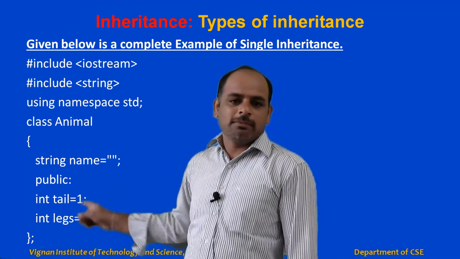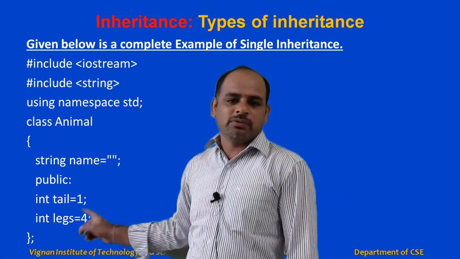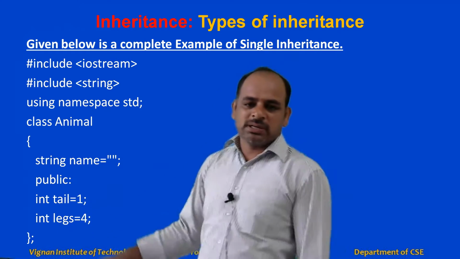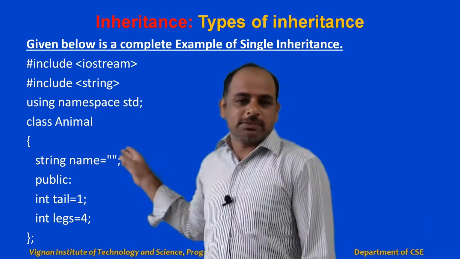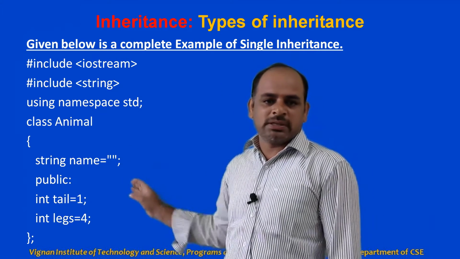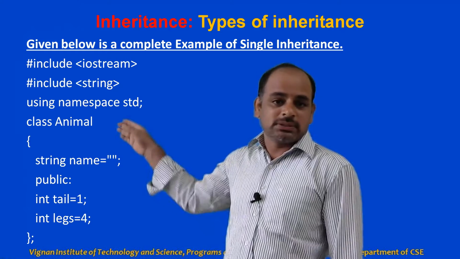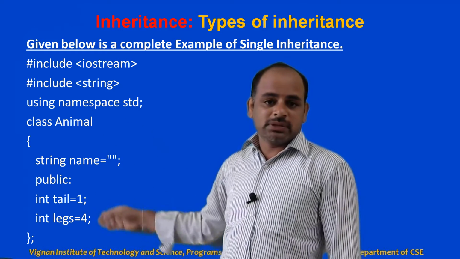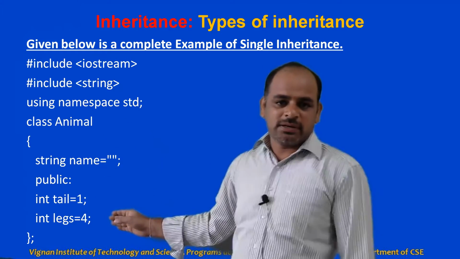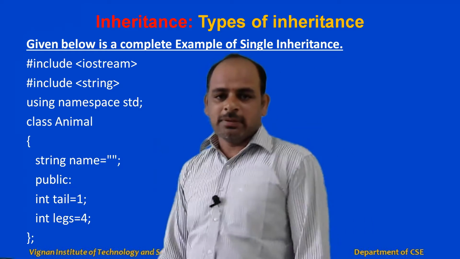And these two are public members: tail equal to 1 and legs equal to 4. These are public members, because these public members can be directly initialized. This is the base class here. So this program is a demonstration of single inheritance. We have the single base class, that is animal. It has 3 members: name, tail, and legs. And that closes the declaration of the parent class.